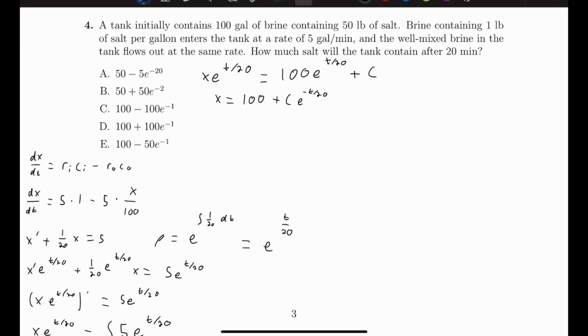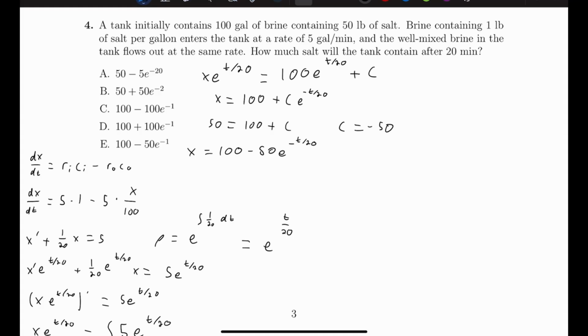Now, we're given an initial condition here because we know that initially, so at t equals 0, we're containing 50 pounds of salt, so x equals 50. So 50 equals 100 plus c e to the 0, because t is 0, that will always be 1. So we can solve this and see that c is equal to negative 50. Go ahead and plug that back into our original equation for x. We get x equals 100 minus 50 e to the negative t over 20.